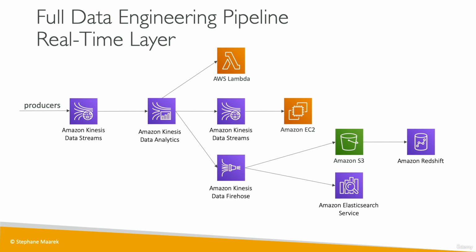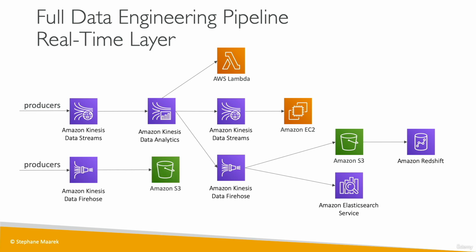Next, it is possible for us to also have a producer that produces data directly into Kinesis Data Firehose. So the KPL and the Kinesis agent both have the capability to produce directly into Kinesis Data Firehose, and then the data will be sent into Amazon S3. So this gives us a bunch of different options for our real-time layer, as we can see, and also Kinesis Data Analytics, in this example, can read from Kinesis Data Firehose.